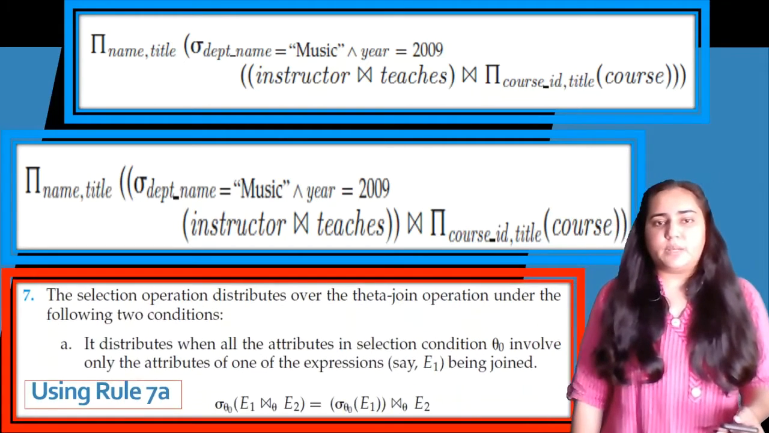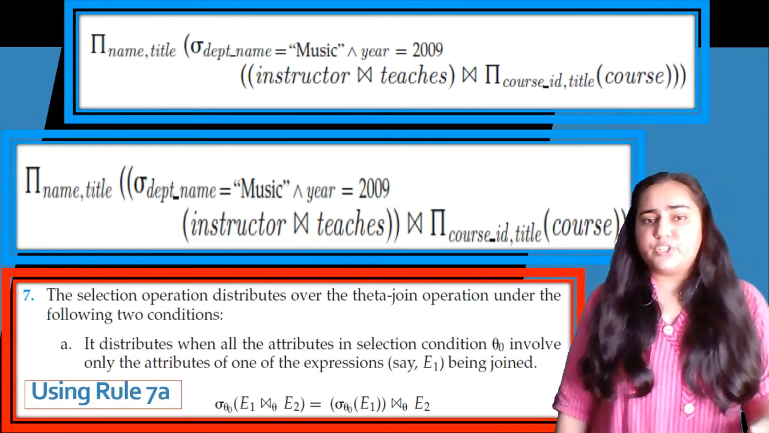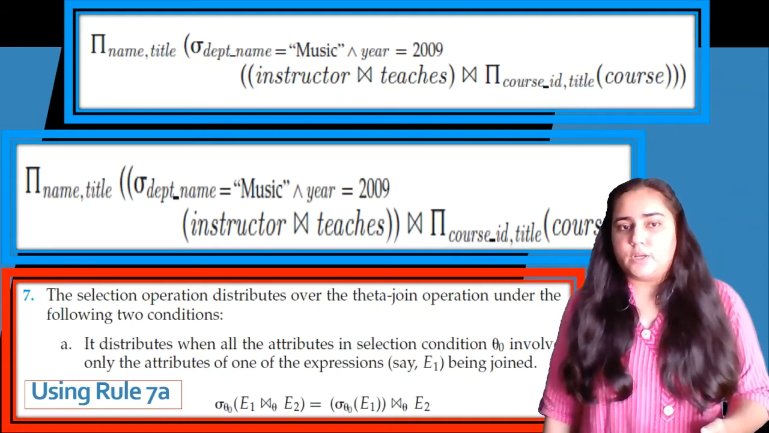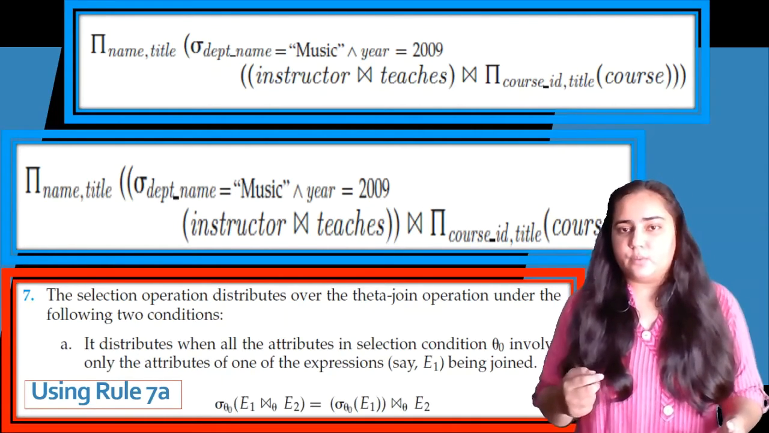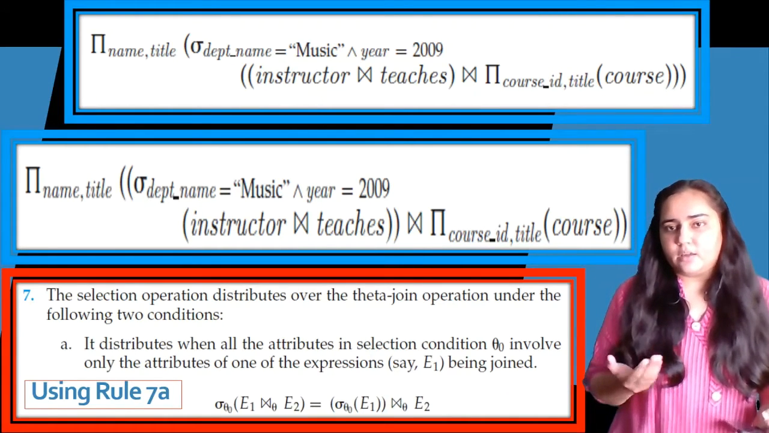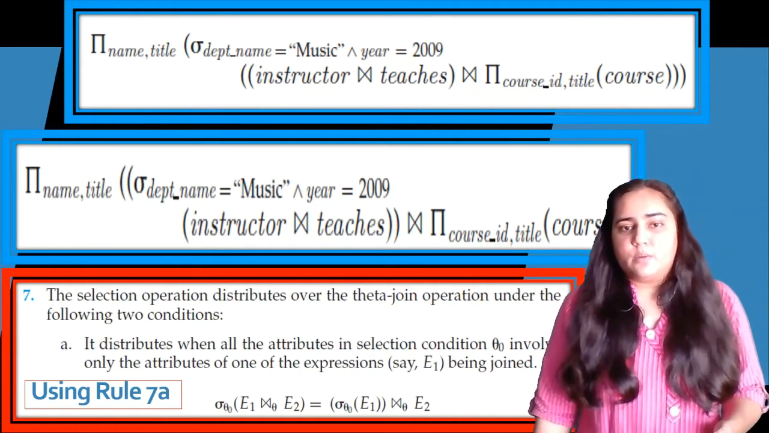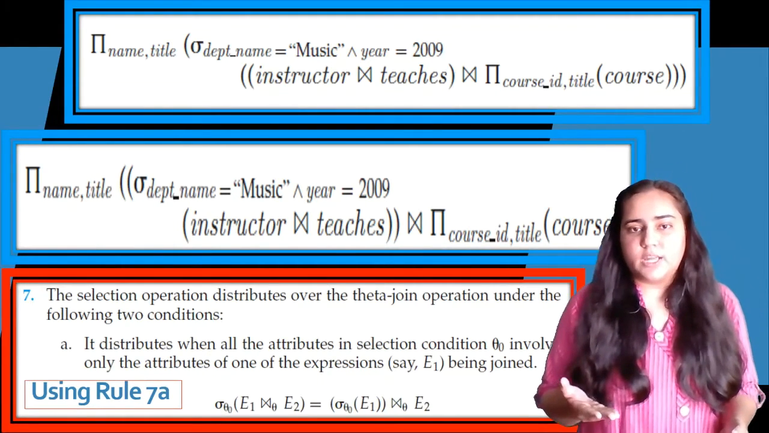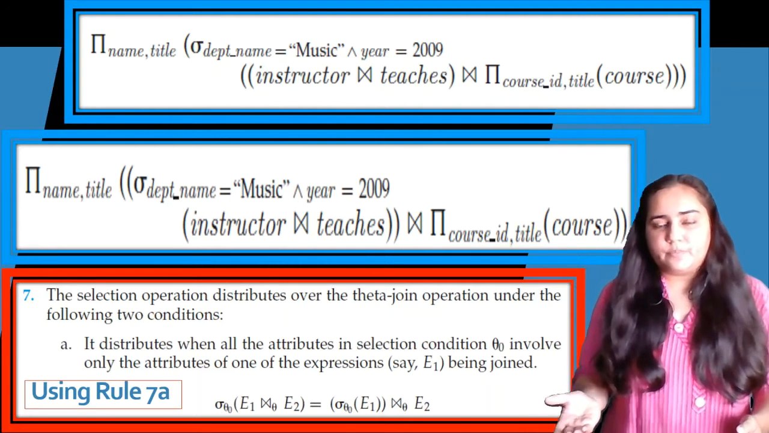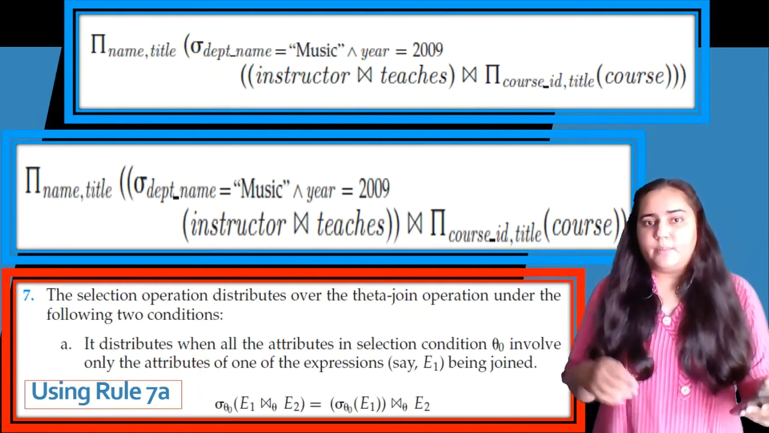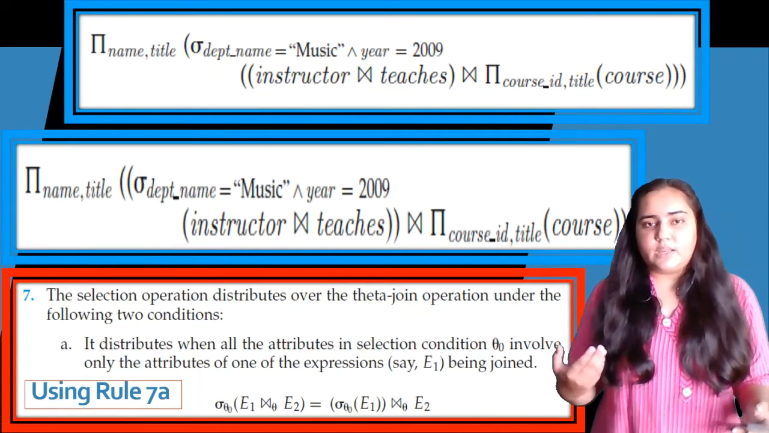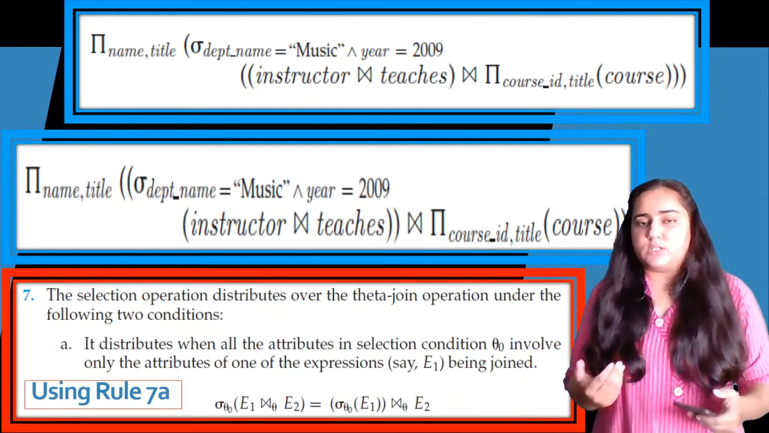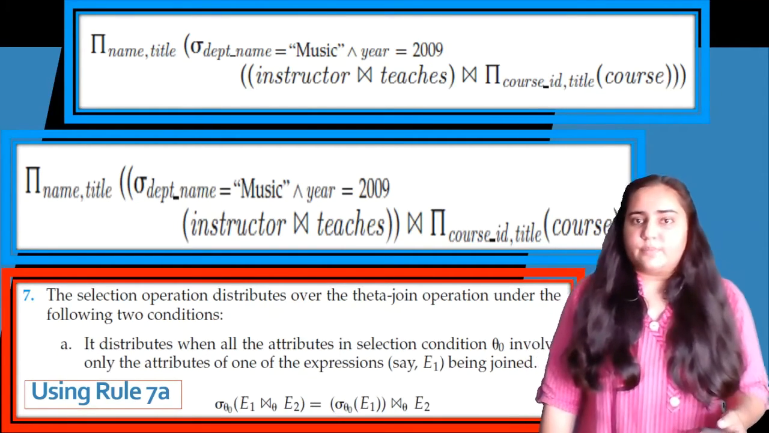And here the rule that I've applied is rule 7a, which says that the selection operation distributes over theta join operation under 2 conditions, and we have used condition A. So in part A of that rule, all the attributes present in the sigma condition belong to only one of the tables. In our case, they belong to only 2 out of the 3 tables, and that's why I can separate that sigma from course and apply it individually to instructor and teachers. Okay, now let's proceed.